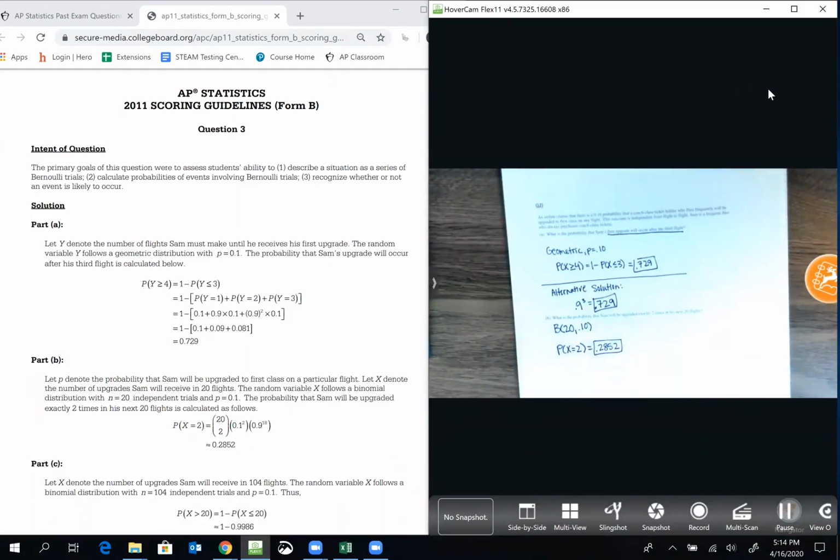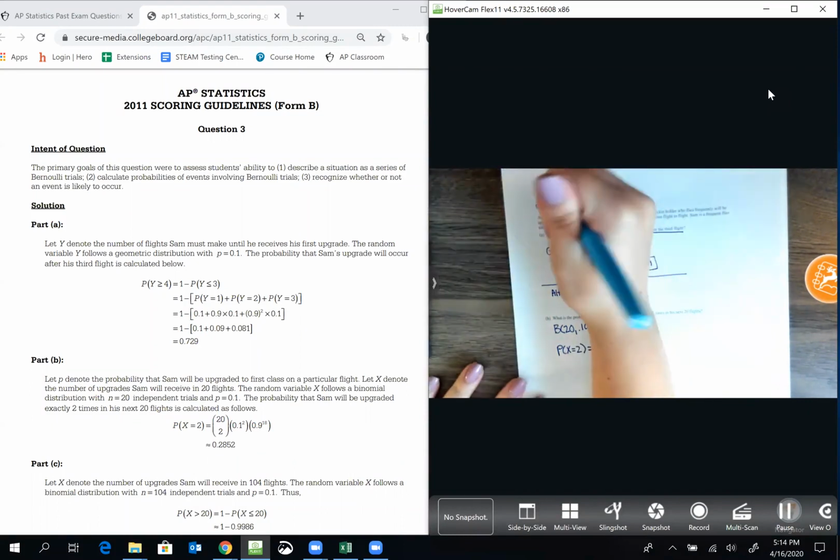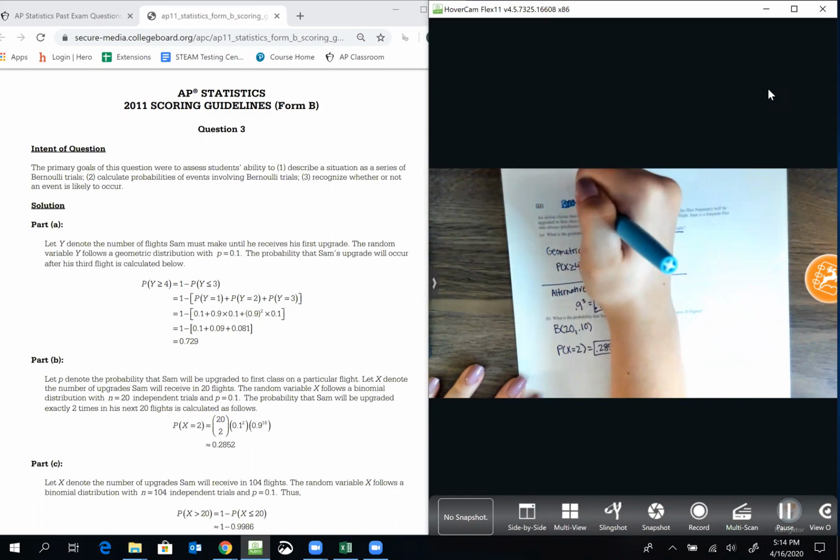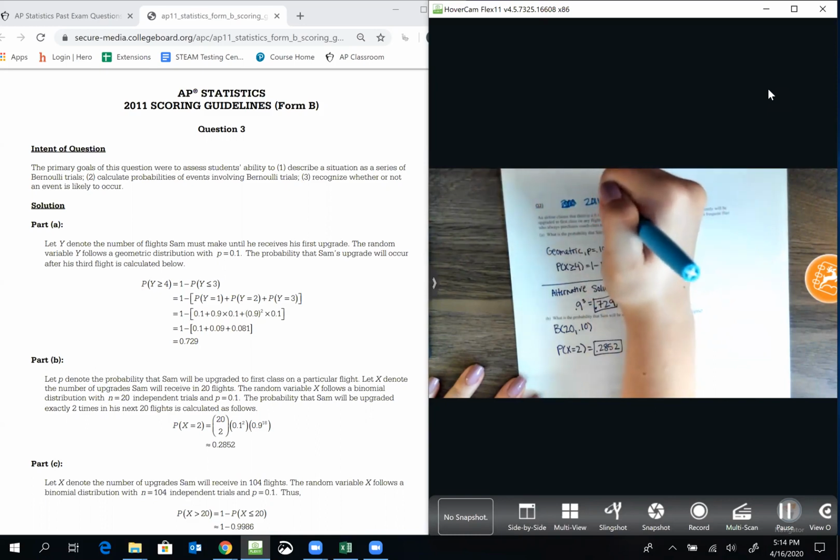Now we have question 2 from the packet. This question is from 2011, Form B.